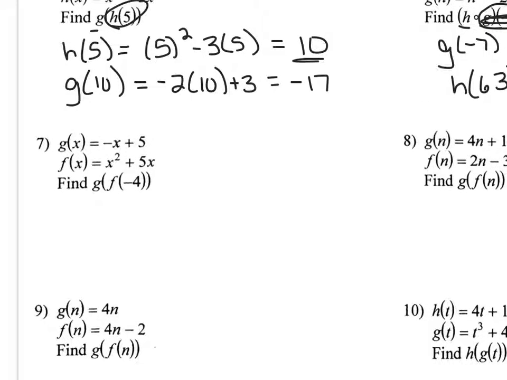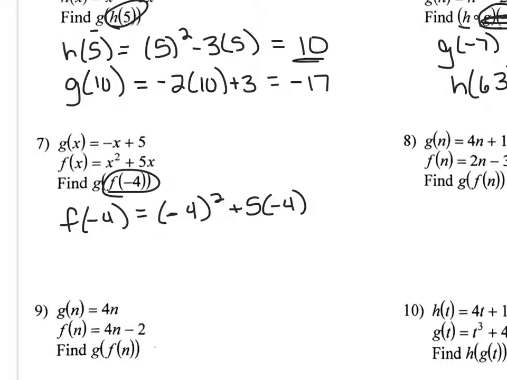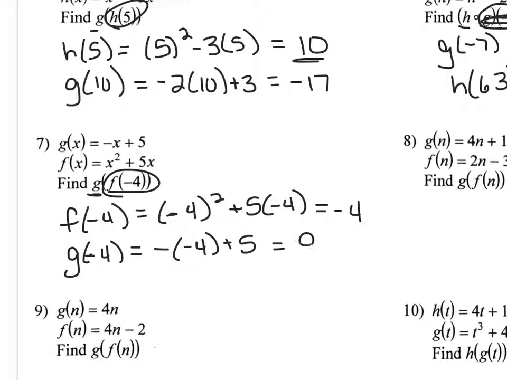All right, with this one here, excuse me, you plug in f first, f of -4, so it's -4 squared plus 5 times -4, so that's 16 minus 20, so that's negative 4. And then you take the negative 4 and you plug it into G. G of negative 4. That was interesting. Negative of a negative 4 plus 5 is a positive 9. Positive 9 is the answer.